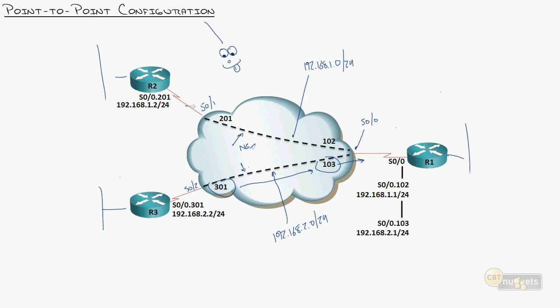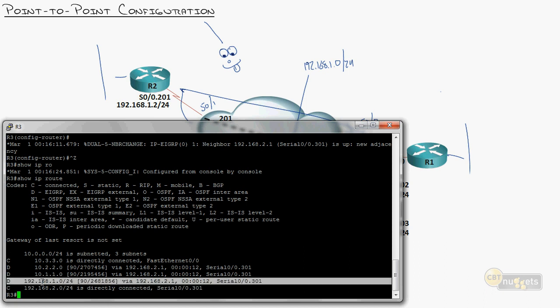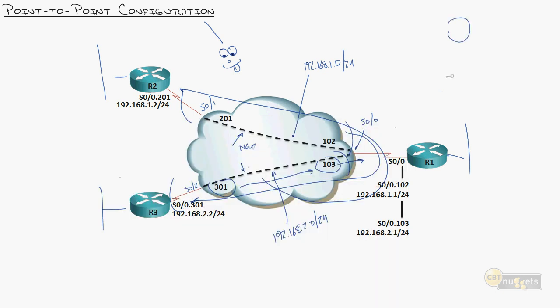EIGRP is advertising this network down to router 3, and it's advertising this network up here to router 2. So when I look at my routing table, I actually see the WAN link between router 1 and router 2 that's being advertised. So I just see that as a completely different network. EIGRP is just doing its thing. I mean, it's doing what it's supposed to. We can envision the topology to look like this. There's no cloud. We don't need to because we're treating it like a series of point-to-point links.